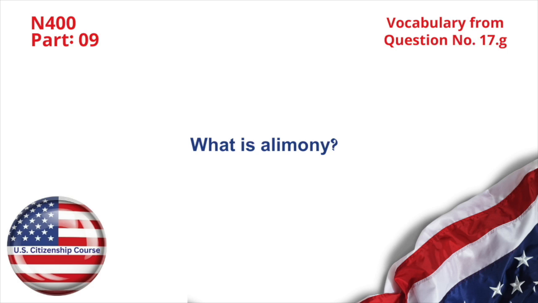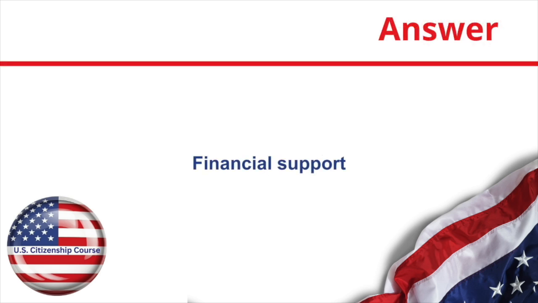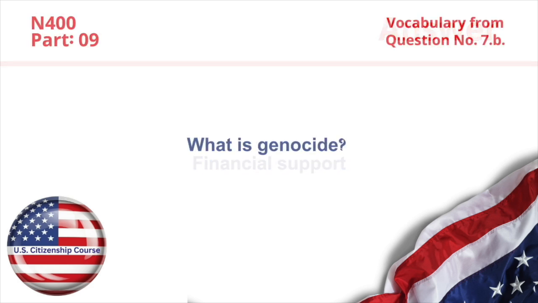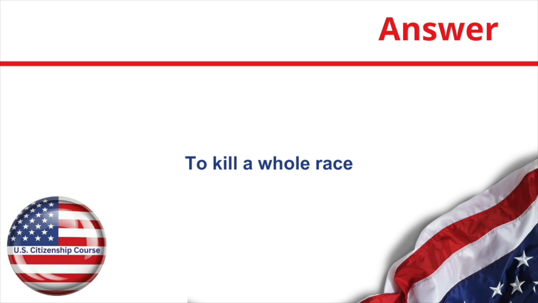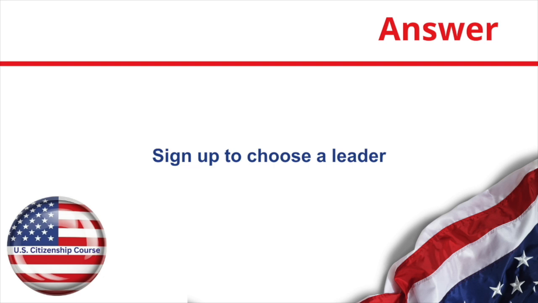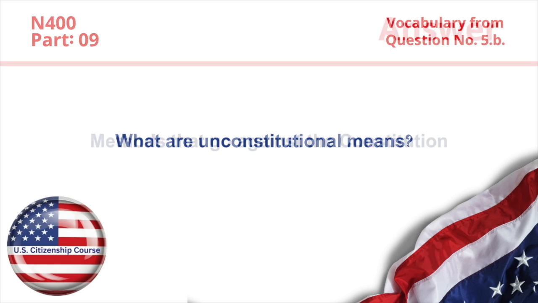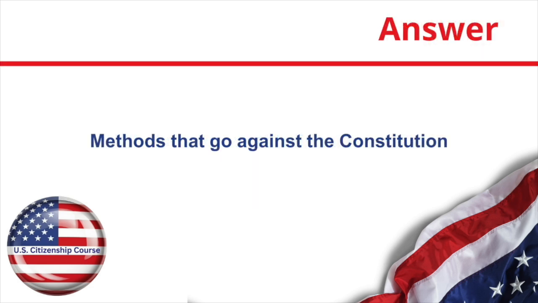What is alimony? Financial support. What is genocide? To kill a whole race. What is register to vote? Sign up to choose a leader. What are unconstitutional means? Methods that go against the Constitution.